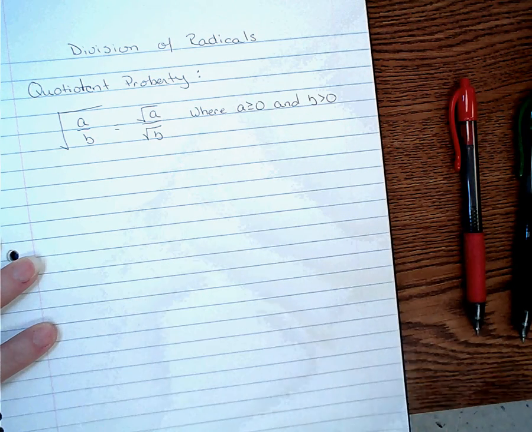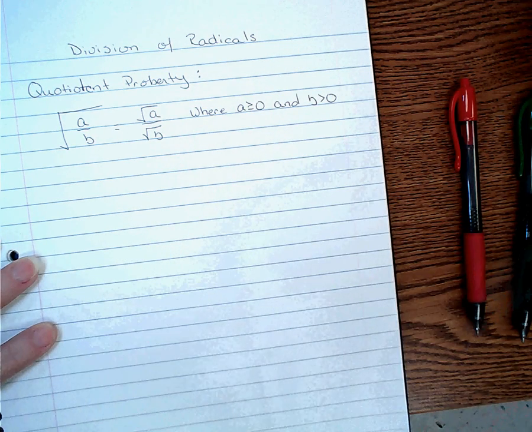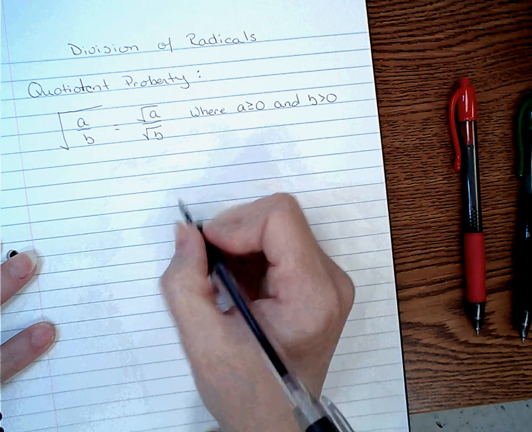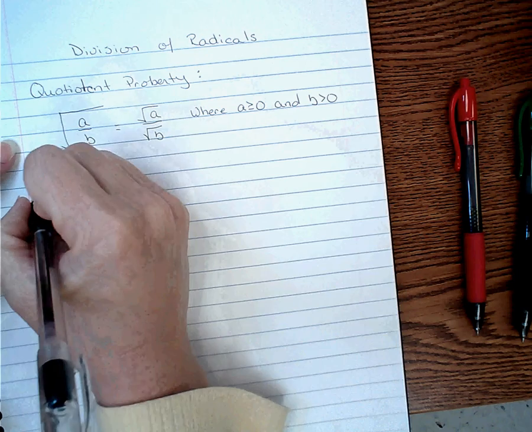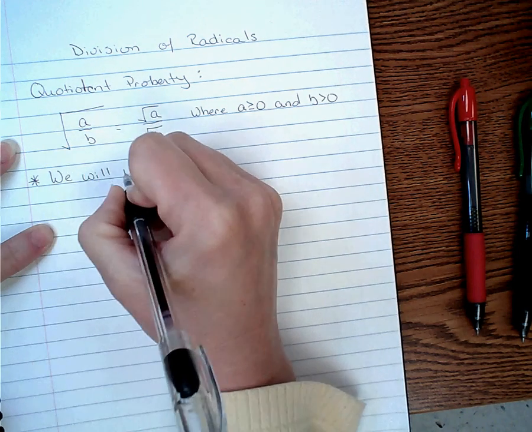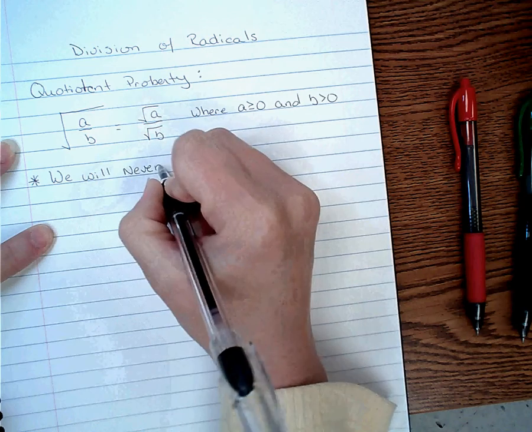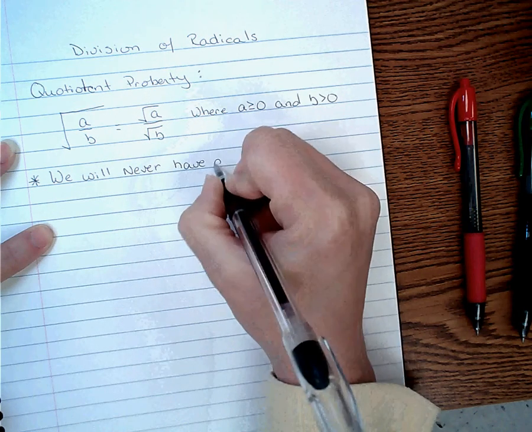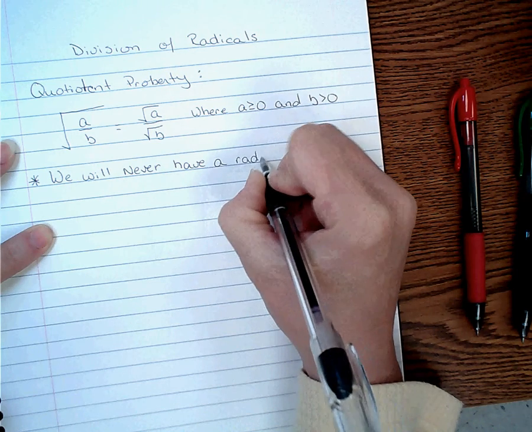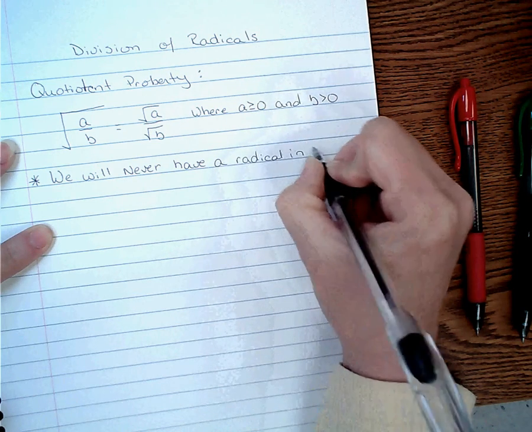B is greater than 0. Now, what this means, and we're going to keep this real simple, is that ours are going to break down to where we never have a radical on the bottom. So let's make that statement. We will never have a radical in the denominator.